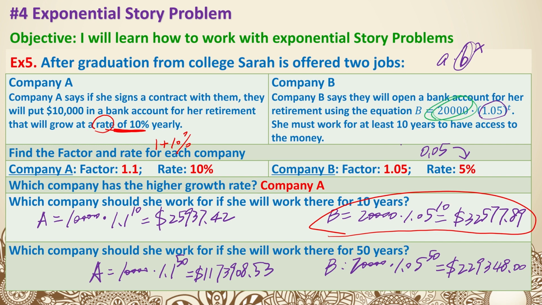So you see, even though company B offered more at the very beginning, 20,000, which is actually double, which is quite a bit more. It's 10,000 extra. But as time grows, you see this one got into the millions and is almost 5 times the other one. So in this case, for sure choose company A. There you go. That's example 5.